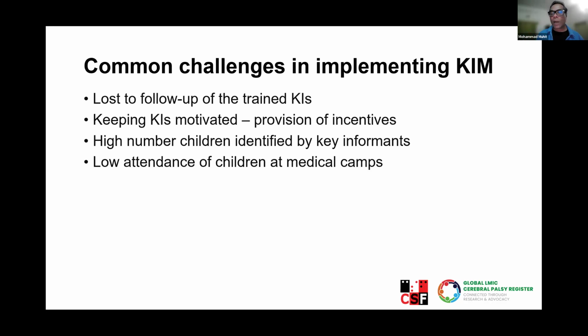High number of children identified by the key informant in every location. Usually, the way we plan, it's for a population of, say, 100,000 people. That would be a sub-district level administrative unit in a low and middle income country usually. So you take a population of 100,000, and with the prevalence, you will find about 100 children in that small unit, which is the primary administrative unit in any country.